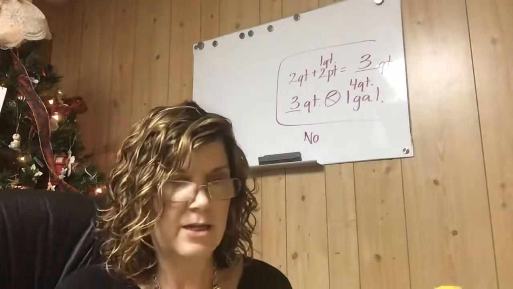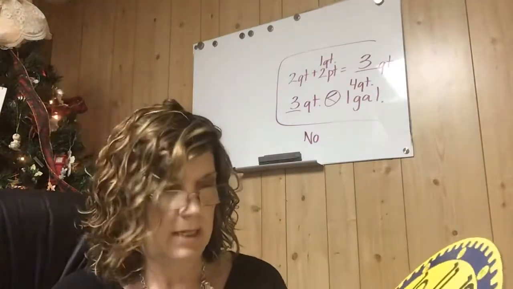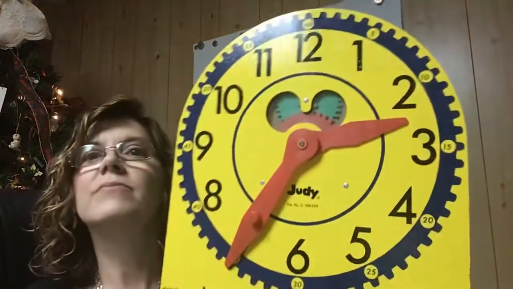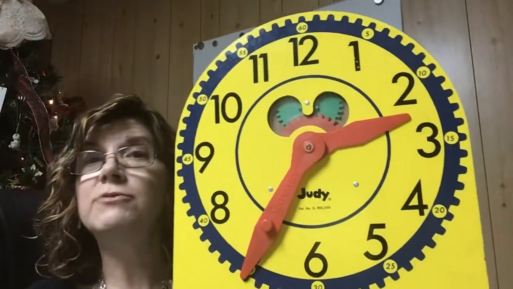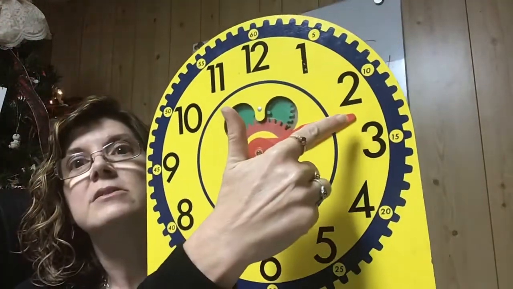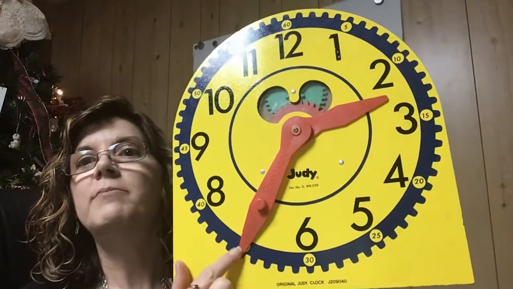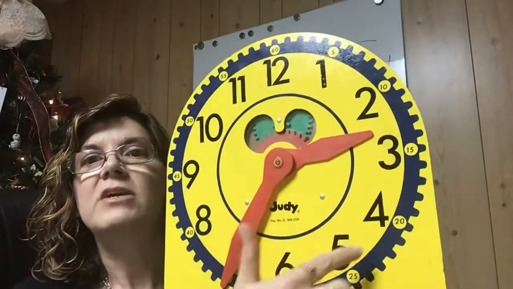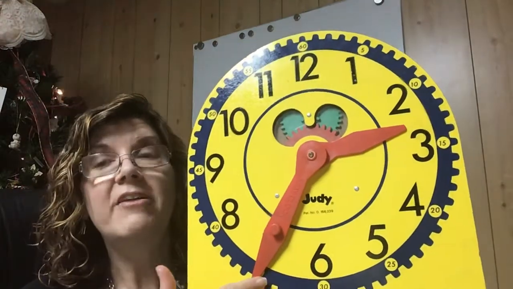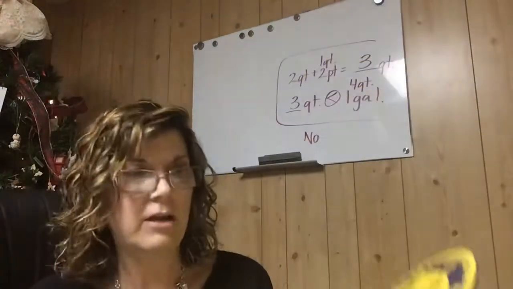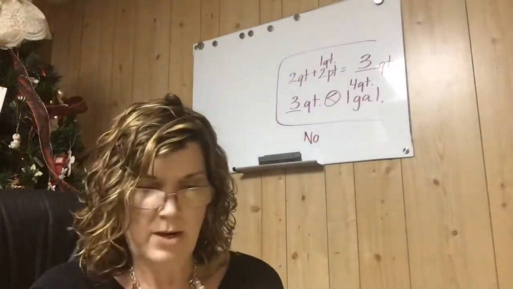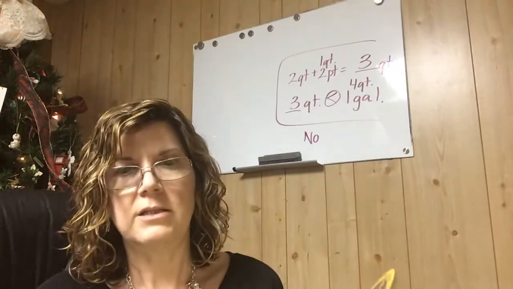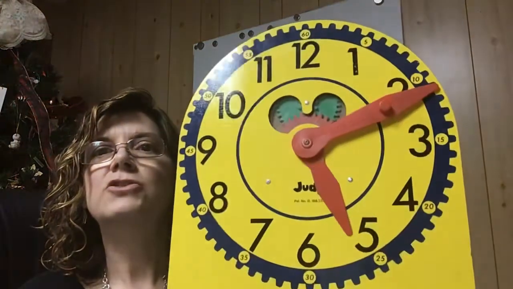All right, your first clock looks like this. All right, shorthand first, remember. So that is 2. Longhand by 5s. 5, 10, 15, 20, 25, 30, 35. 2:35. Very good.